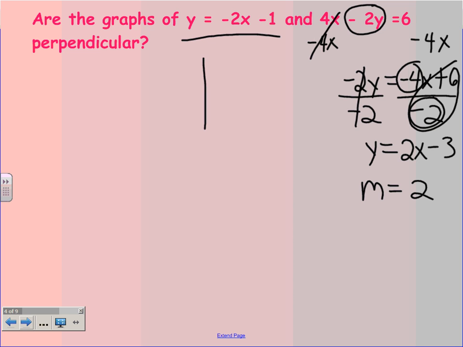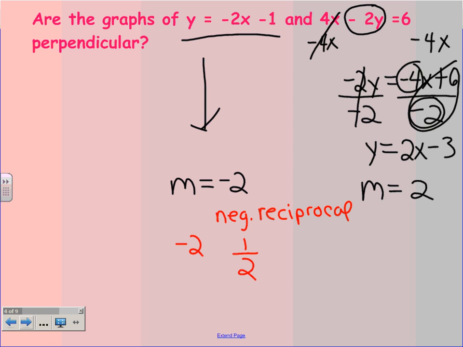Remember our original equation, the slope is -2. So the question is, is 2 the negative reciprocal of -2? If I was just writing the negative reciprocal of my original slope, which is -2, the reciprocal of that would be -1/2. The negative reciprocal would have to be 1/2. So these lines, no, they are not perpendicular.